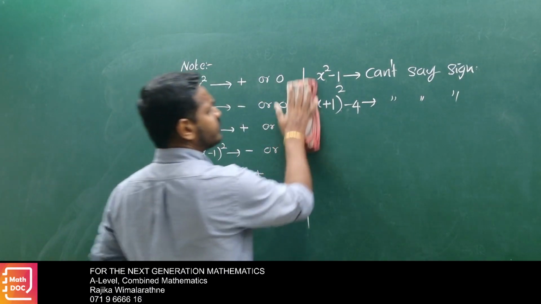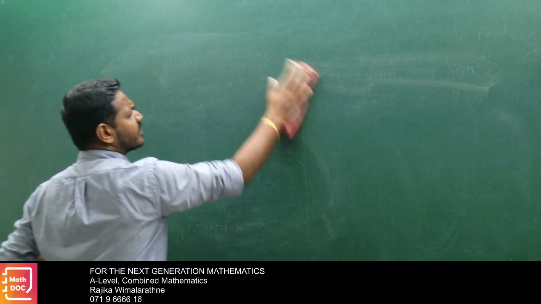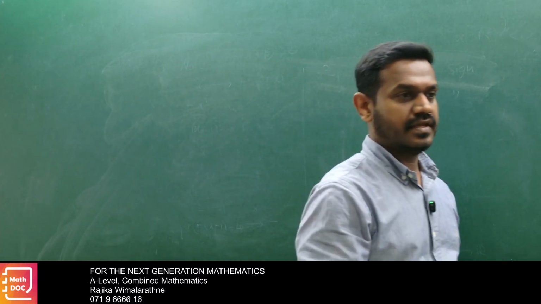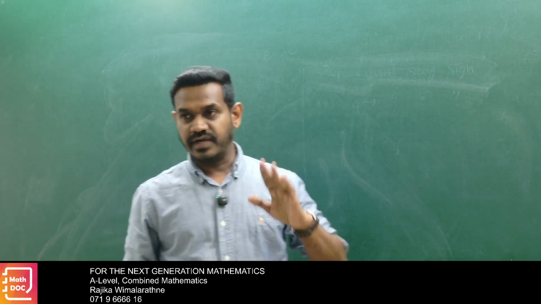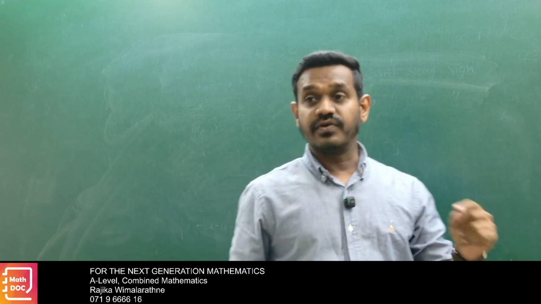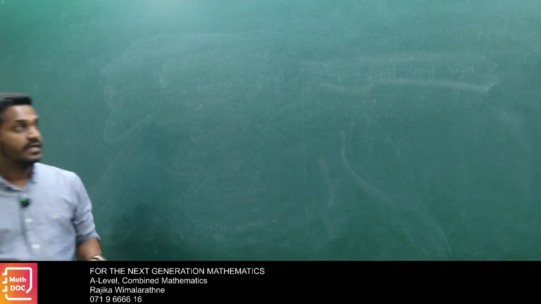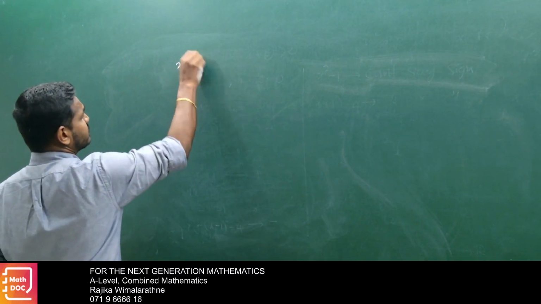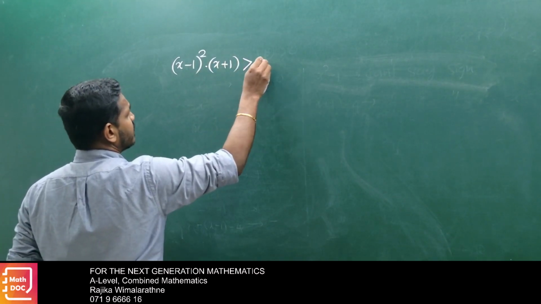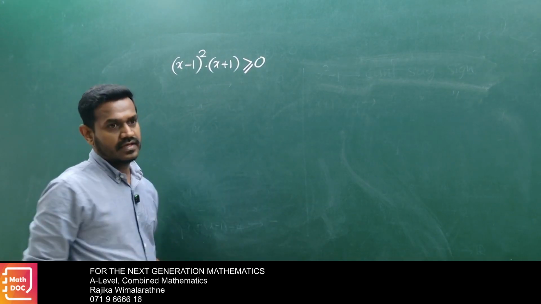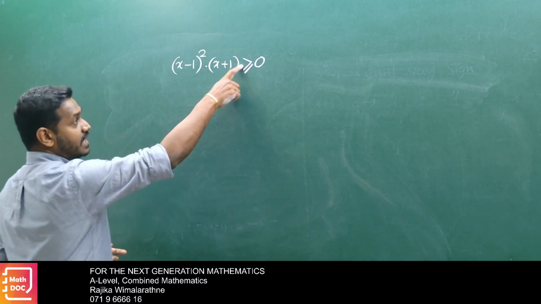Okay, now see this. Now see this example. Now this type of thing we have to do very carefully, equalities with equalities. Okay, check this one: (x minus 1) squared times (x plus 1) greater than or equal to 0. So we have equality and inequality both, no? So we say greater than or equal.